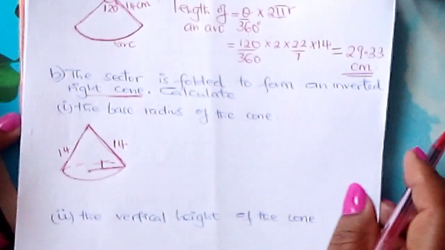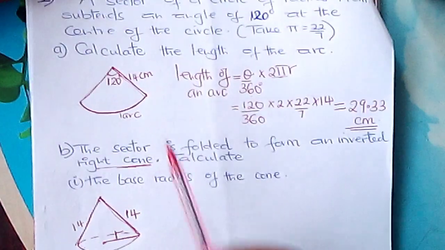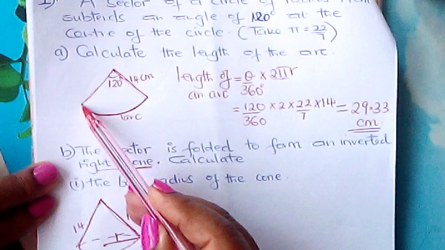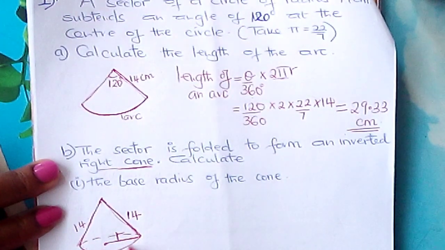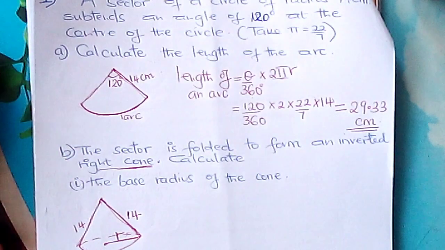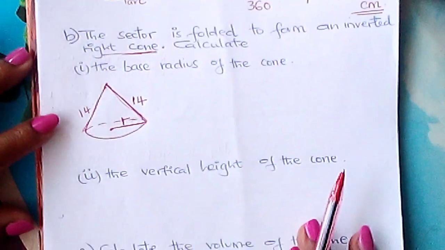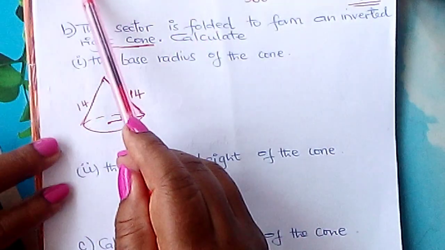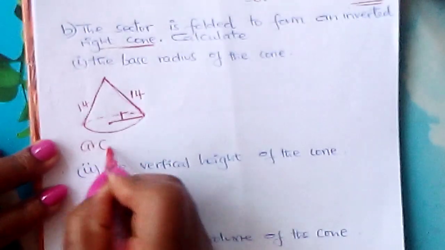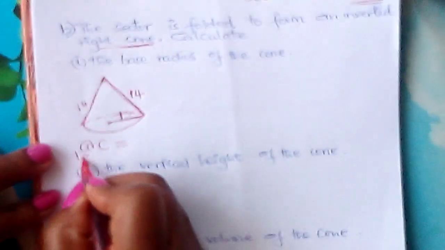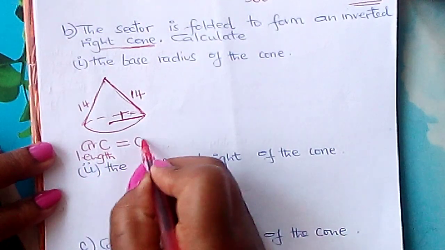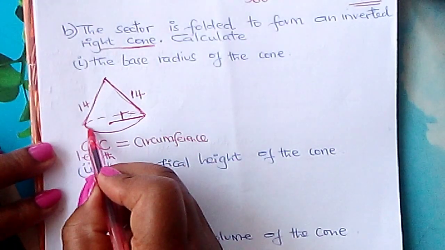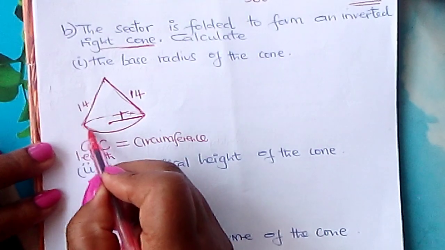One thing that you need to note here, again, learner, is that when you fold your sector, this arc forms the circumference. That is the point. The arc length is equal to the circumference of this base. It comes and forms this circle here, the circumference.